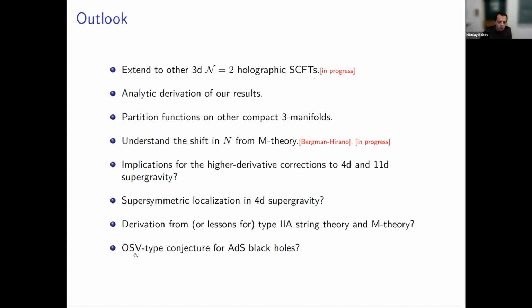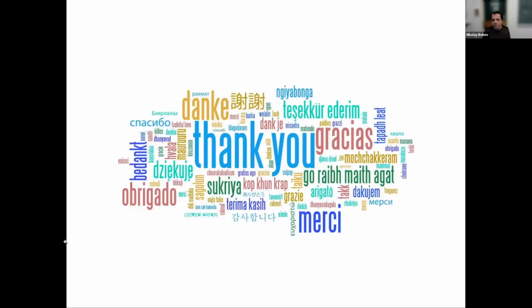And finally, there should be something like an OSV type conjecture for the entropy of anti-de Sitter black holes. OSV is a relation between the partition function of a topological string and the entropy of an asymptotically flat supersymmetric black hole. I feel like there should be a version of it for AdS black holes, and it would be nice to understand. That's all I had to say. Thank you very much, and sorry for going over time.